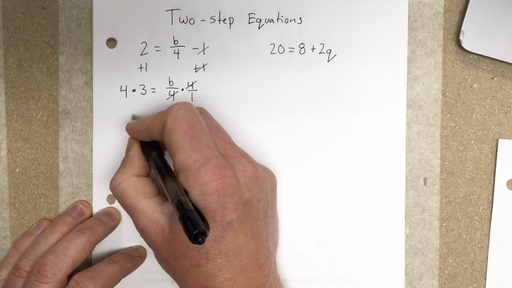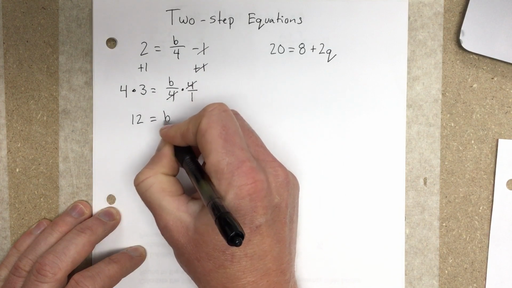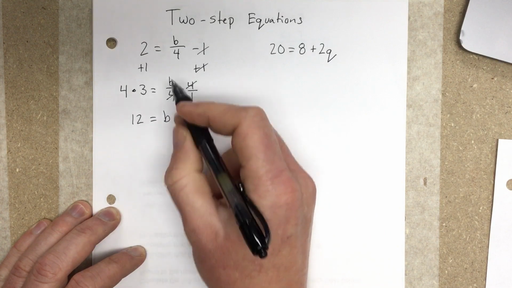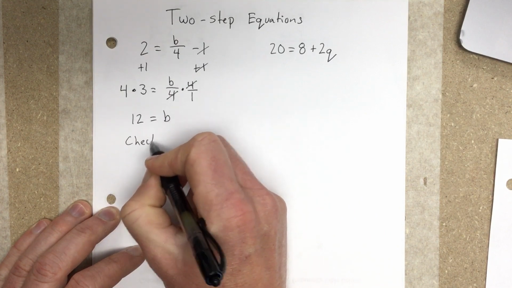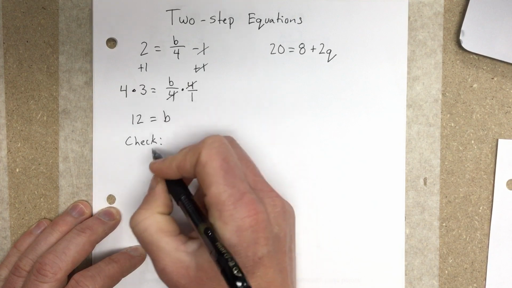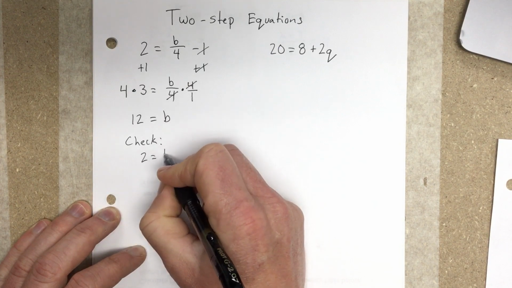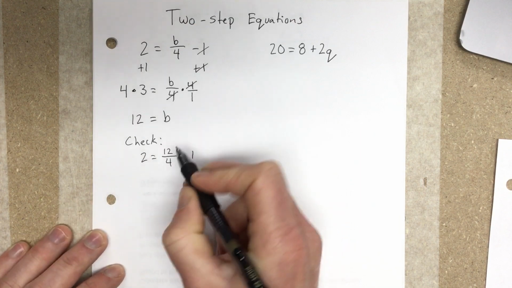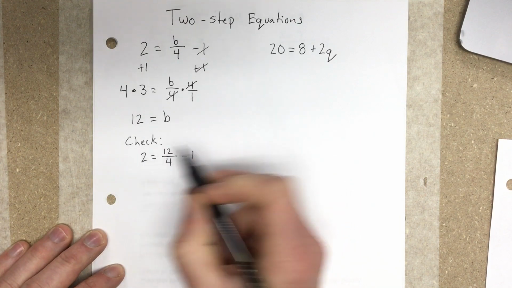4 times 3 is 12 equals B. I think 12 is a solution, so I go to check it, and I'll plug it in, and I get 2 equals 12 for B over 4 minus 1. And I'm trying to see, does this right side equal the 2 there?